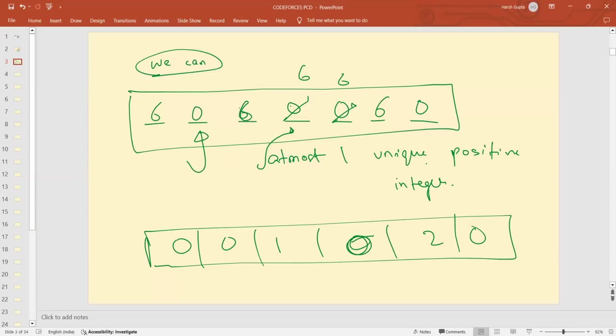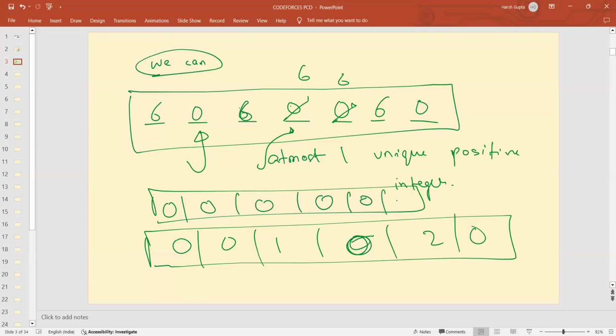unique positive integers. So if it contains at most one unique positive integer, that is, the array can be something like this as well, all zeros. So it is equal only, isn't it? So what do we conclude? We conclude that if the array contains at most one unique positive integer, in that case, our answer will be yes. Otherwise, our answer will be no. So that's the approach for this question.